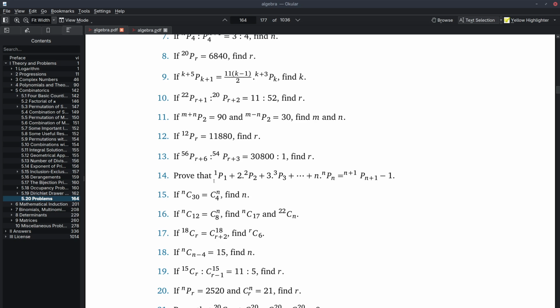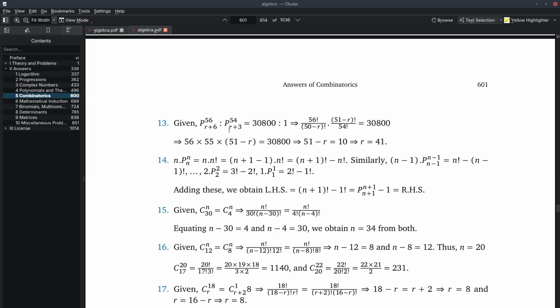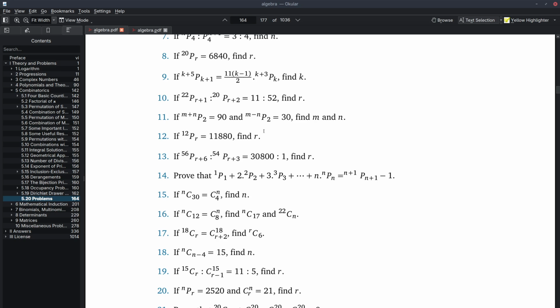Okay. Question 13 says that if 56pr plus 6 is to 54pr plus 3 is equal to 30,800 is to 1, find r. The 13 is also similar. We expand 56 factorial by 50 minus r factorial into 51 minus r factorial by 54 factorial is equal to 30,800. Now this left hand side becomes 56 into 51 into 51 minus r is equal to 30,800. Now 51 minus r is equal to 10. So r is equal to 41.